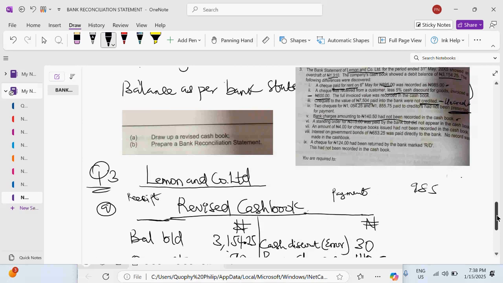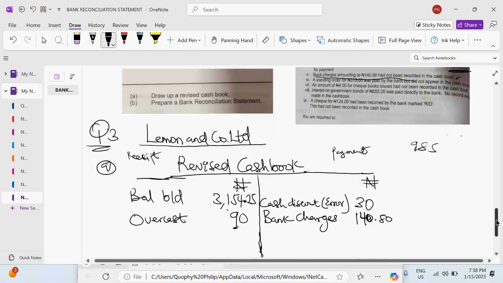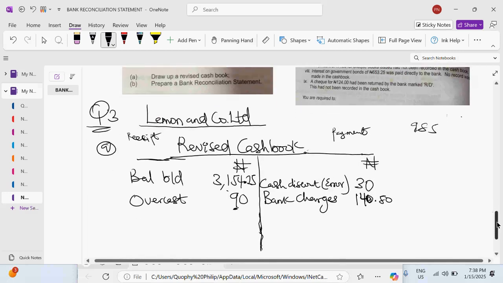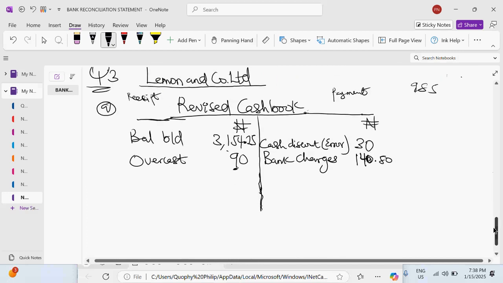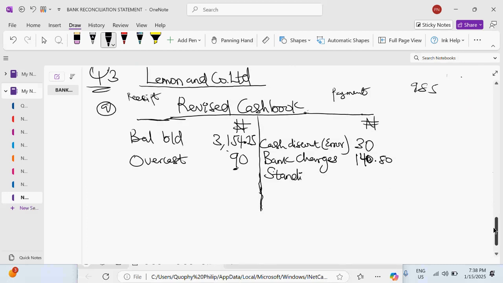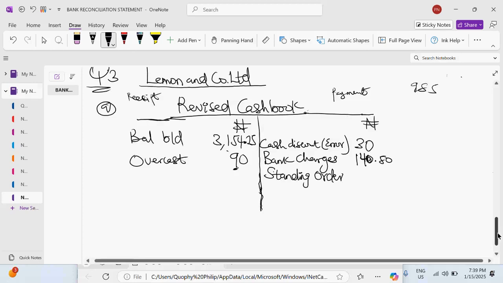Bank, I have given you an order that every month you transfer an amount to ECG or Ghana Water Company. So that is a standing order. It's an expense to us, right? So it will still be at the credit side, standing order, because the bank will be deducting it from our balance or from our bank account. So what is the standing order amount?